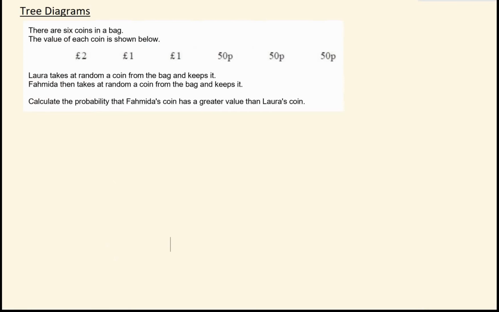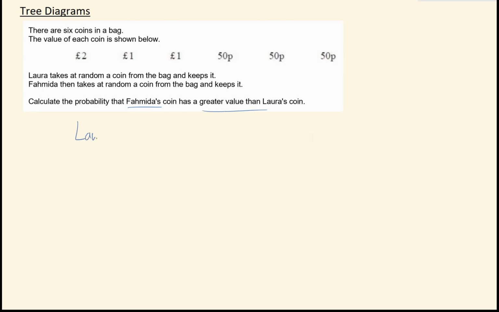Okay, I hope this is the last thing, so I think it is. This is tree diagrams. And this again you've seen from GCSE. Not much has really changed, to be honest. So let's go through this one example super fast. We have 6 coins in a bag. Laura takes a coin. Famida takes a coin. We're going to work out the probability that Famida's coin has a greater value than Laura's coin.